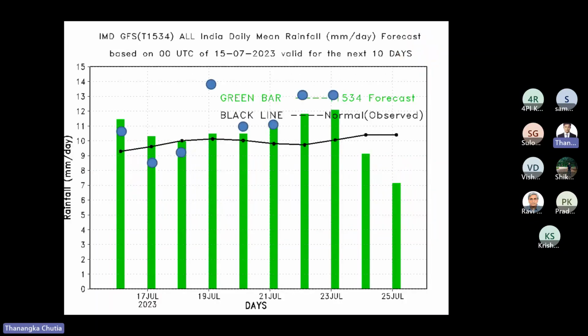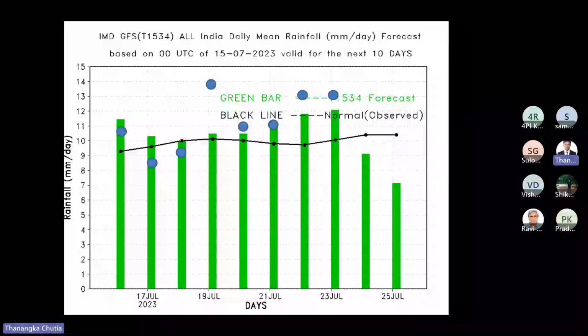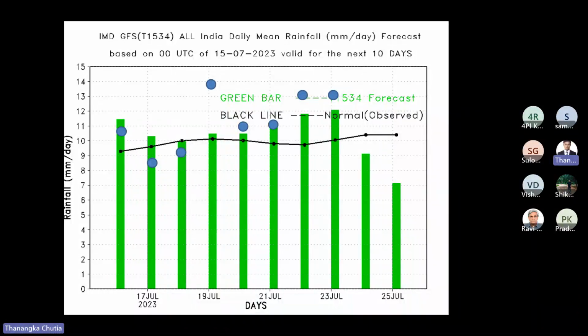Okay. Now there's also a hint from the CFSv2 forecast that in the next few days it's going to come down. Okay. I'm sorry. Yeah, this forecast is not right. We're getting numbers around 10 millimeters per day. It is lower than on the 21st, 20th and 23rd, but it has not come down below that.